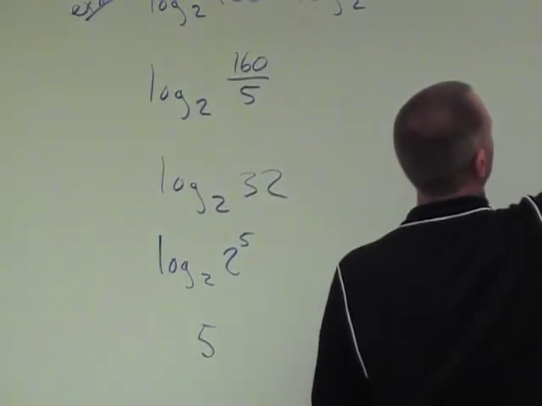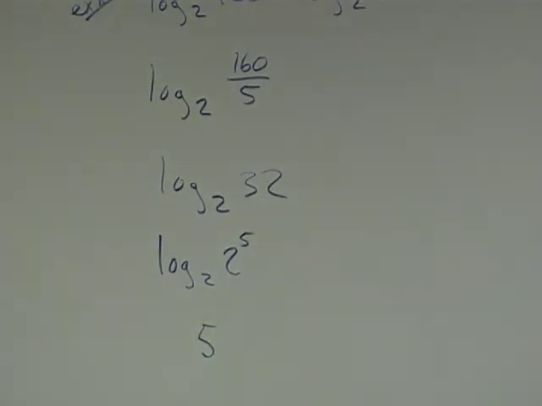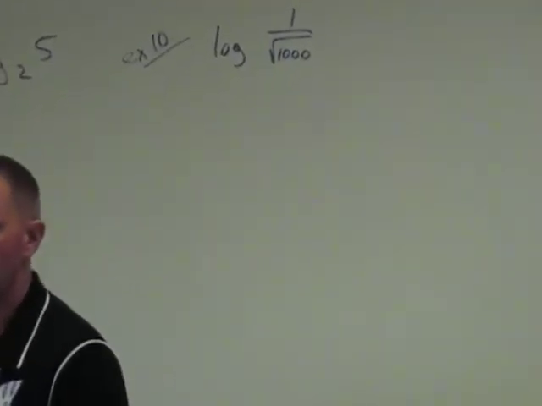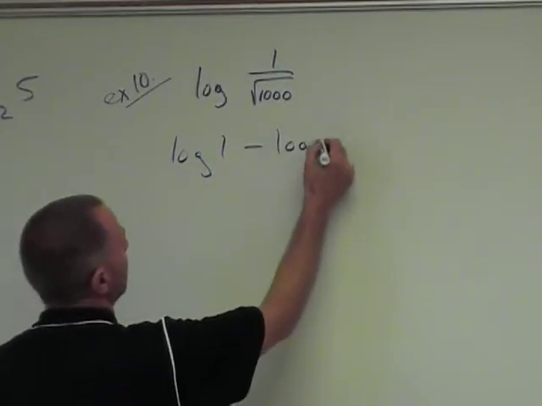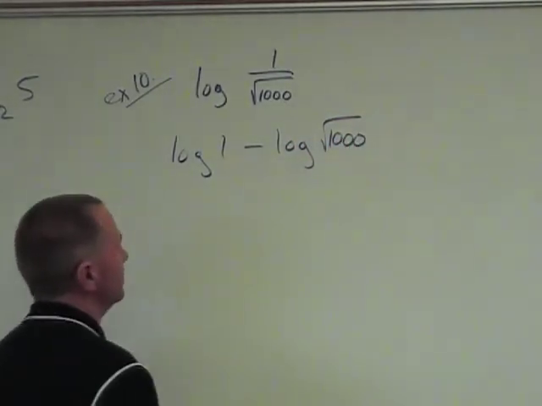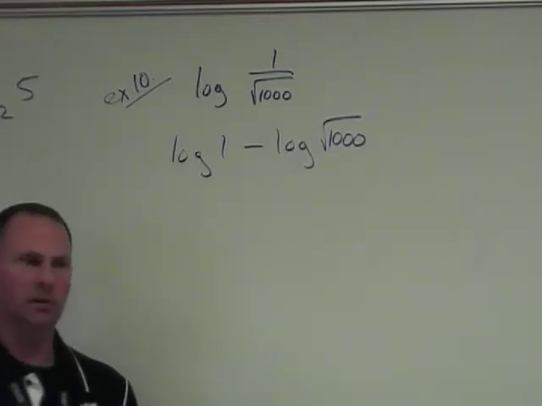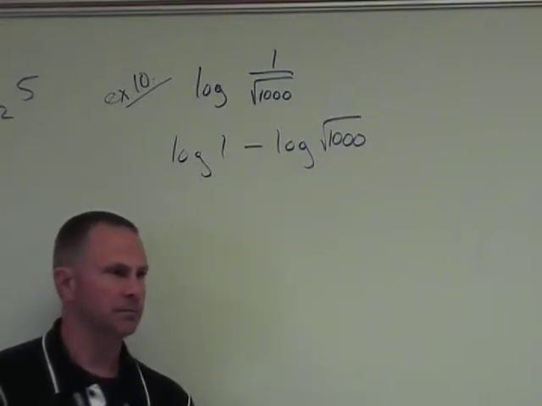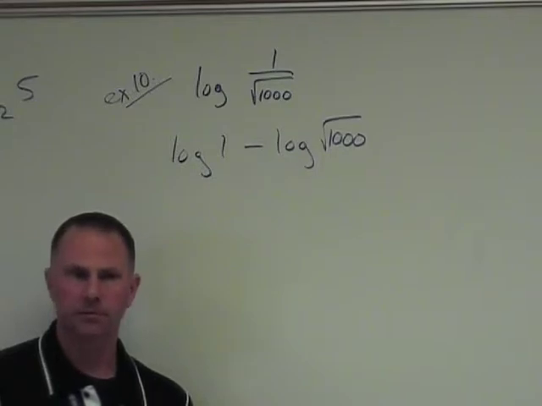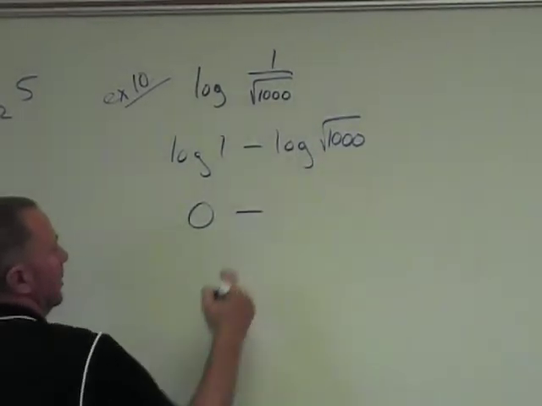Log of 1 over the square root of 1,000. Now you're going to split it apart, expand it for me. So it's division. What are we going to do? Subtract top minus bottom. So the log of 1 minus the log of the square root of 1,000. Log of 1 is on the test. That's one of the properties you learned last week. What's the log of 1? 0. If you don't understand that, go back and look at your notes. That's 0.